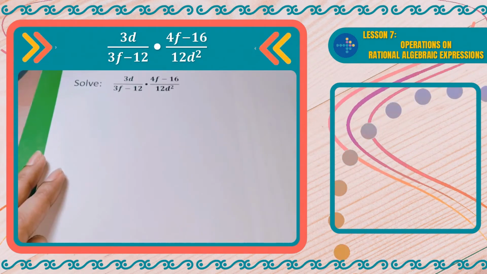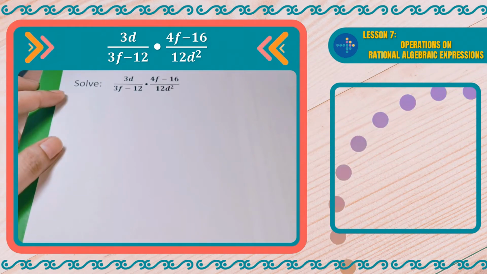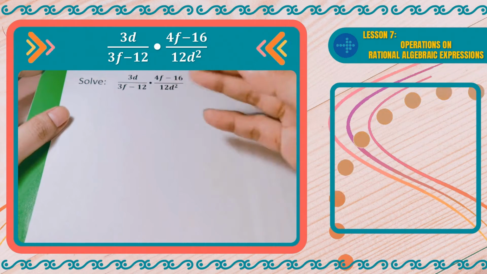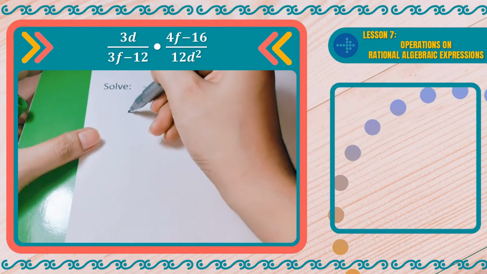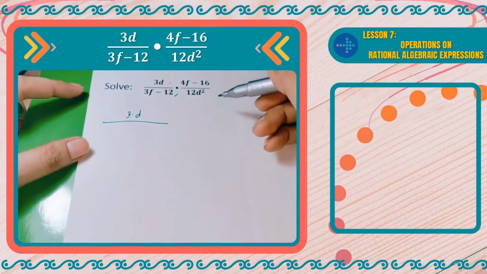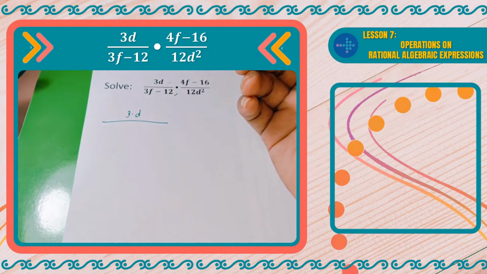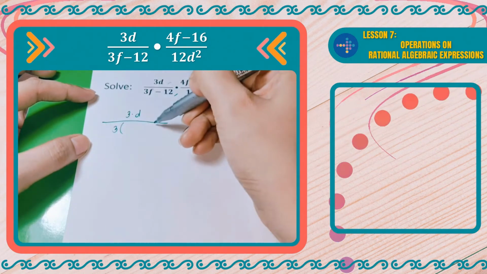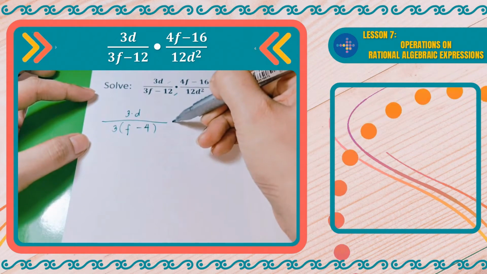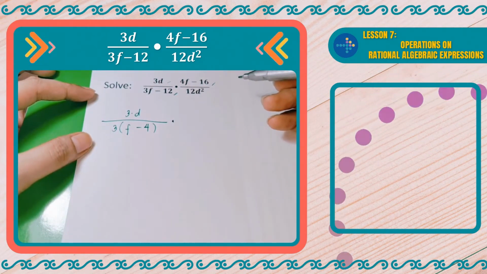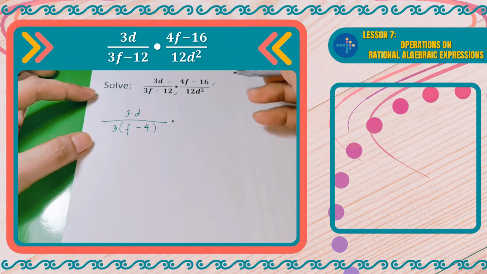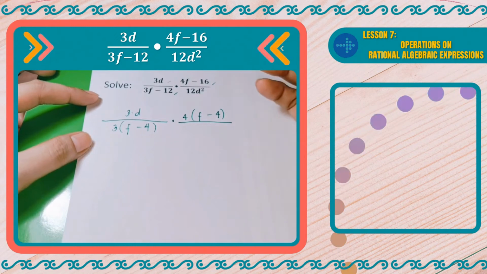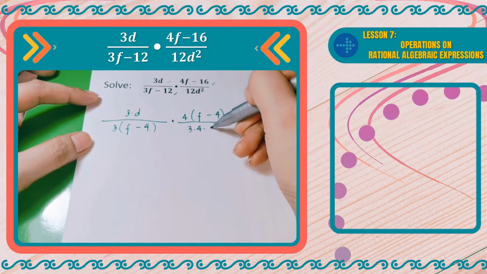The given is 3d over 3f minus 12 times 4f minus 16 all over 12d squared. Multiplication again, so let us factor the numerators and the denominators of each expression. We have 3d, so its factors are 3 times d. Then for the denominator, we can factor it using the greatest common monomial factor, which is 3. So the other factor would be f minus 4. Then for the numerator 4f minus 16, which is also factorable by using the greatest common monomial factor 4, the other factor would be f minus 4. Then the denominator 12d squared is 3 times 4 times d times d.